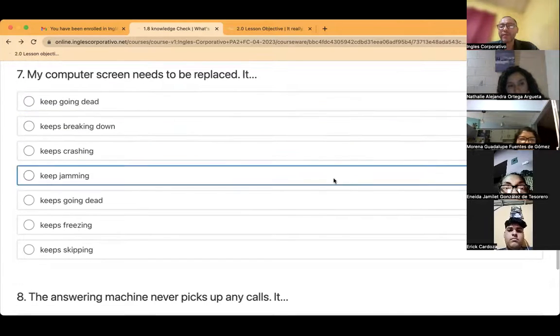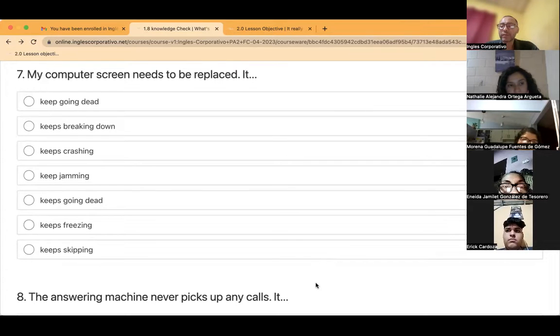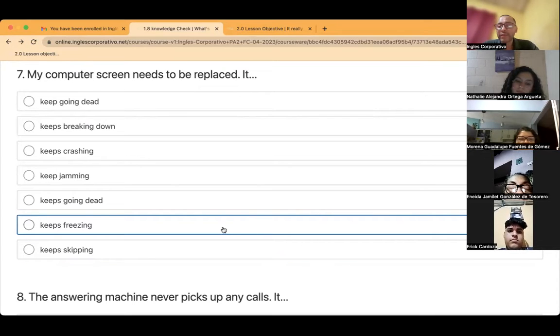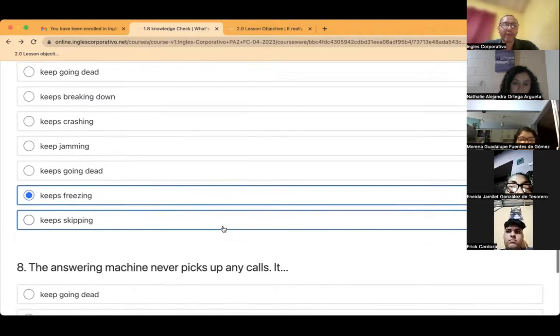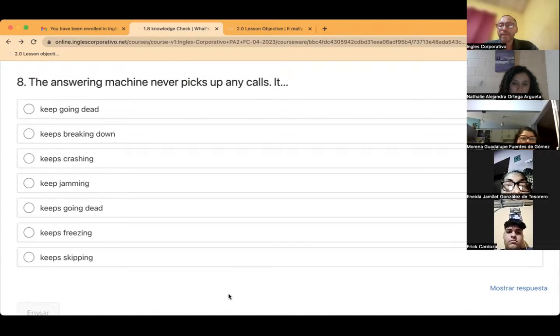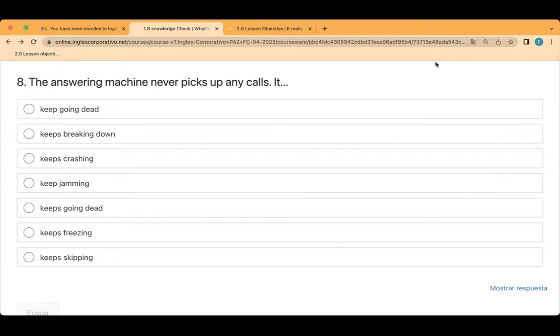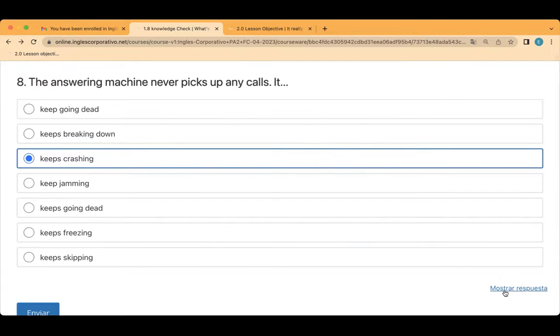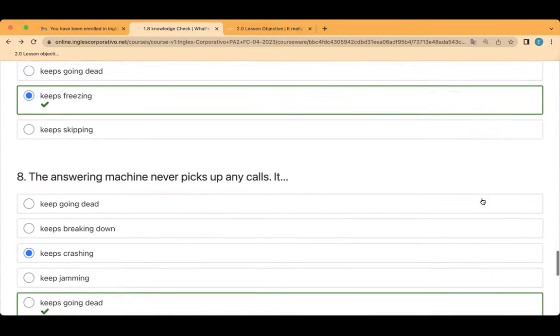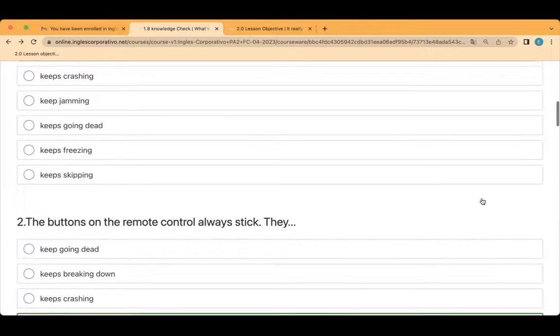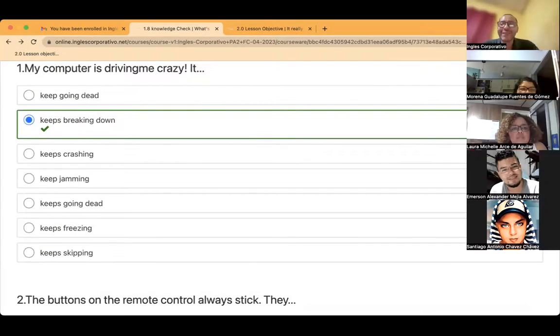And let's try number seven. My computer screen needs to be replaced. Freezing. Yes. Okay. And the last one, number 8. The answering machine never picks up any call. It keeps crashing. Crashing. Okay. All right. I see you like crashing. Veo que les gusta crashing porque muchas veces lo quisieron usar. Como 4 veces lo quisimos usar. All right. Vamos a aprender qué significa crashing.